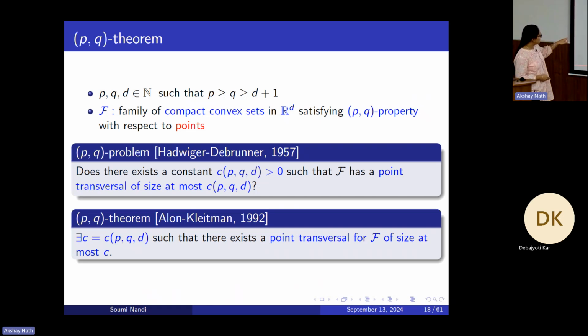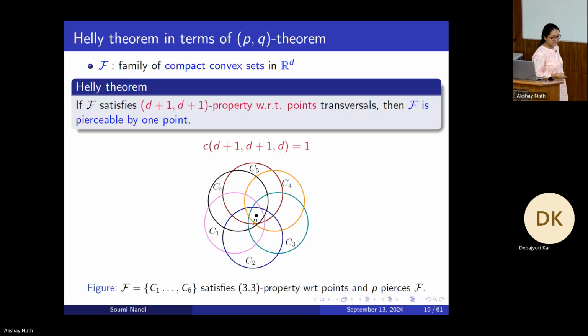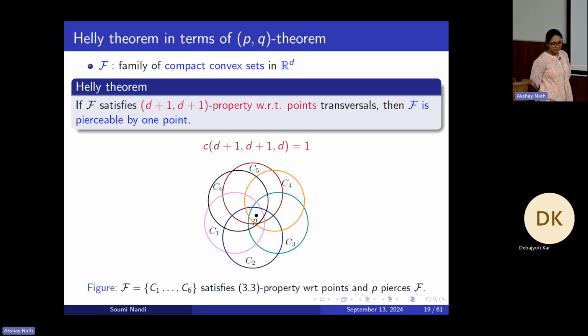Yes. So Helly's theorem says that if I put p and q both as d plus 1, then C of (d+1, d+1) is just 1. So that's a universal constant. So an interesting fact here is that C does not depend on the size of F. Otherwise, it would be the size of F for every F.